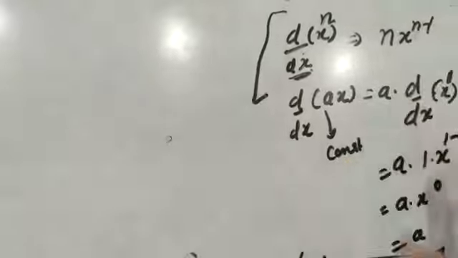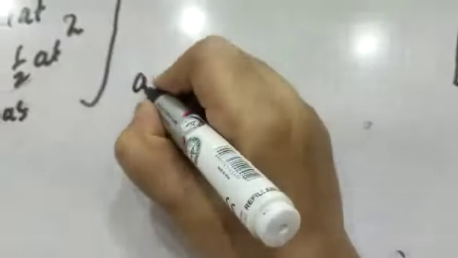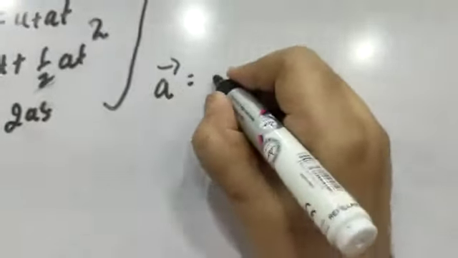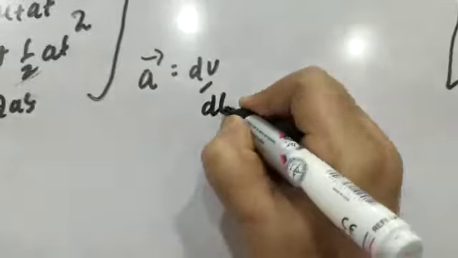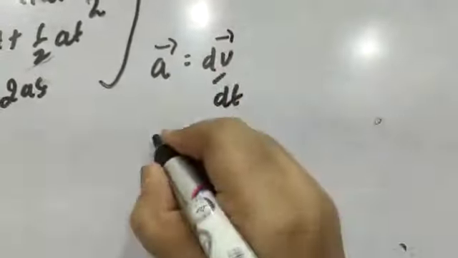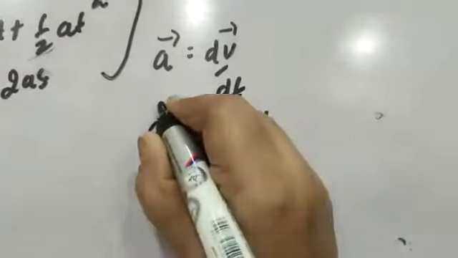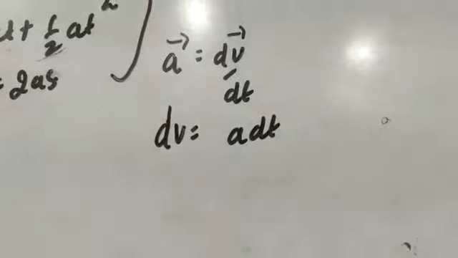Right now we are going to use only these formulas, so we will focus over these. So first we know that acceleration is given by dv by dt, right? Now in this case we can write dv is equal to a dt.